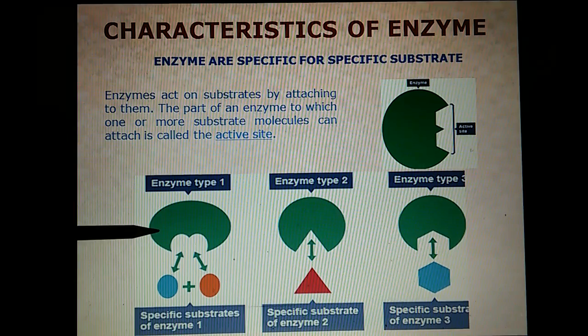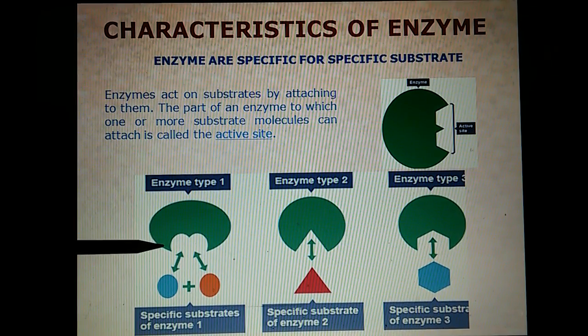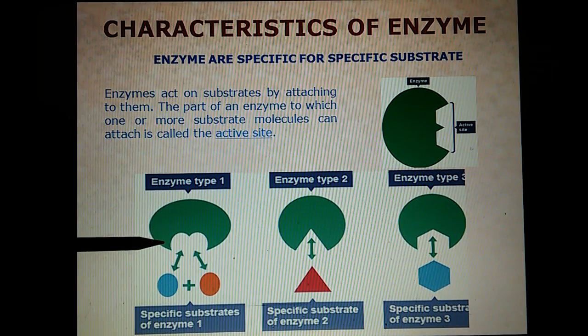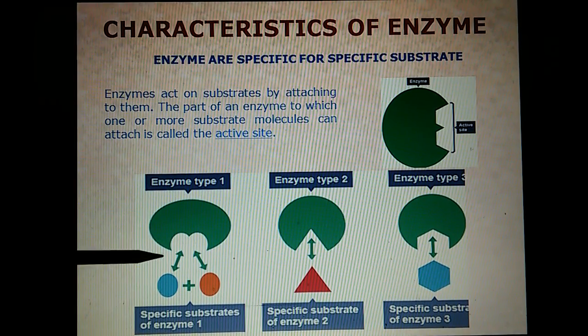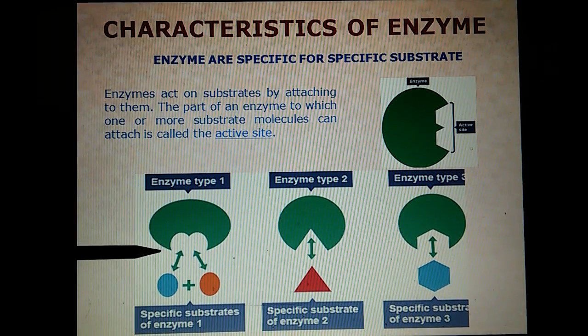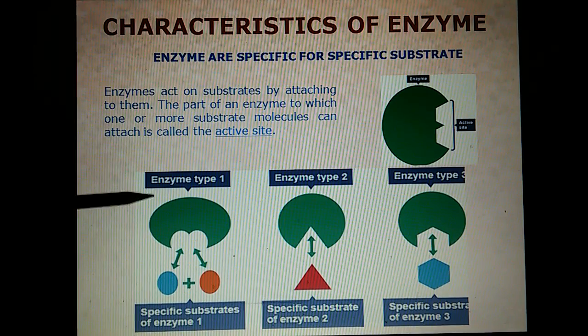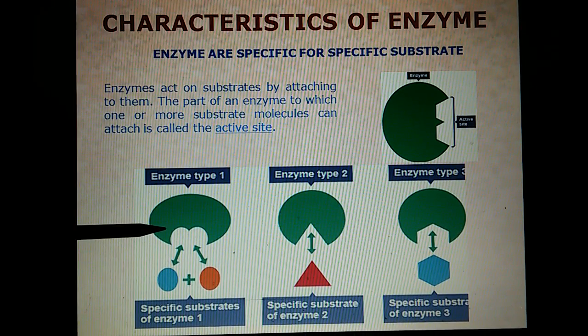So every enzyme has an active site of a different shape. On the basis of that shape, the substrate which is similar to the active site shape can easily fit in. In this way, specificity is confirmed by the help of the active site's shape.